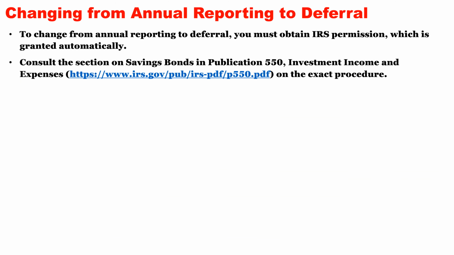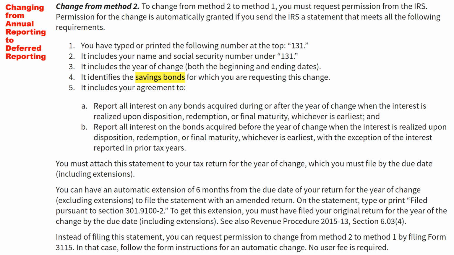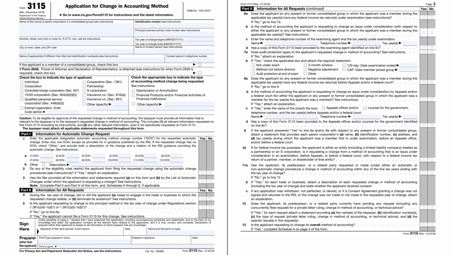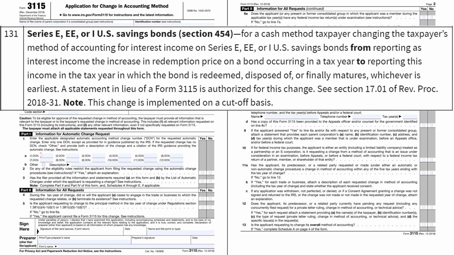You may change from annual reporting to deferral by asking the IRS for permission, which is granted automatically. Detailed instructions shown here can be found in IRS Publication 550 under the section for U.S. savings bonds. You can also use Form 3115, Application for Change in Accounting Method, to change from annual reporting back to deferral.